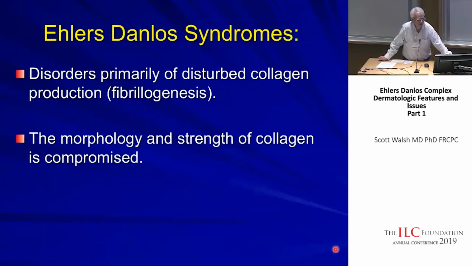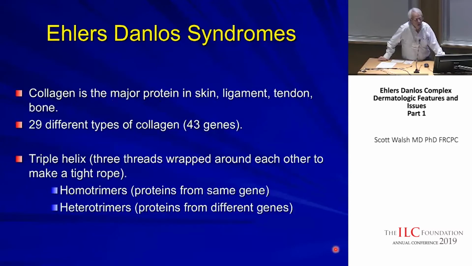So Ehlers-Danlos syndromes are disorders primarily of disturbed collagen production. So the morphology and the strength of the collagen is compromised for one reason or another. So collagen is the major protein in our body. It's a major protein in the skin, ligament, tendon, and bones. There's a whole bunch of collagen genes, 43 genes making up 29 collagens.